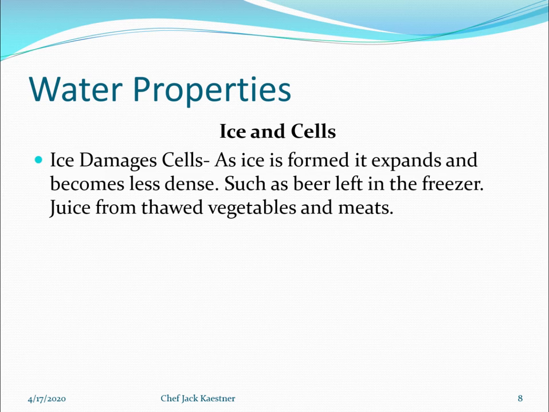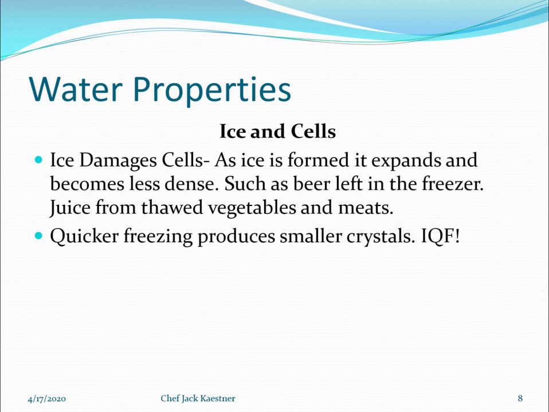And water properties, ice and cells. Ice damages cells. As ice is formed, it expands and becomes less dense, and that's why it floats. If you've ever left a beer or a soda in the freezer, what happens? The can explodes. And when you thaw an item like a piece of fruit or meat, the juice from the thawed food leaches out and is left on a plate. That's why sometimes you can tell if something's been left in the freezer a long time, if a lot of juice is on the plate when you're done thawing it. That's all the juices from inside that food product.